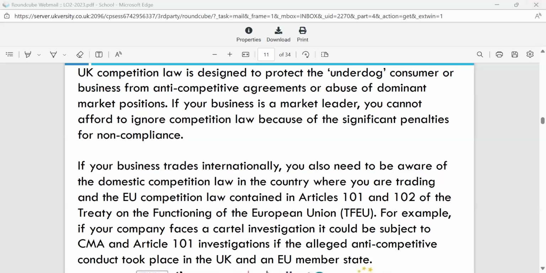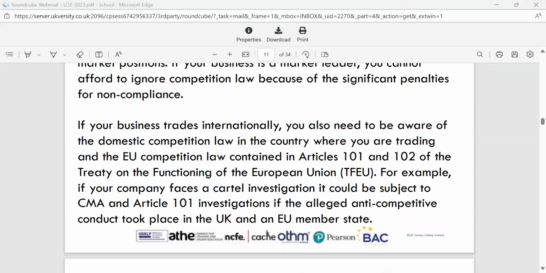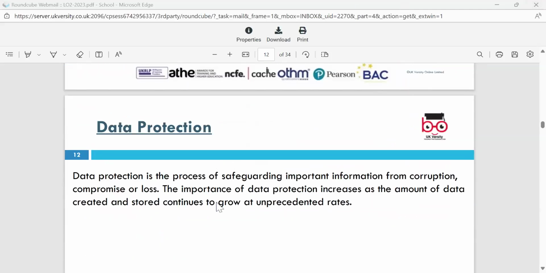Yes, they should. And also, under EU law, Articles 101 and 102 of the Treaty on the Functioning of the European Union, when we've talked about cartel activity, any sort of anti-competitive conduct that took place in the EU and UK would be taken into account.